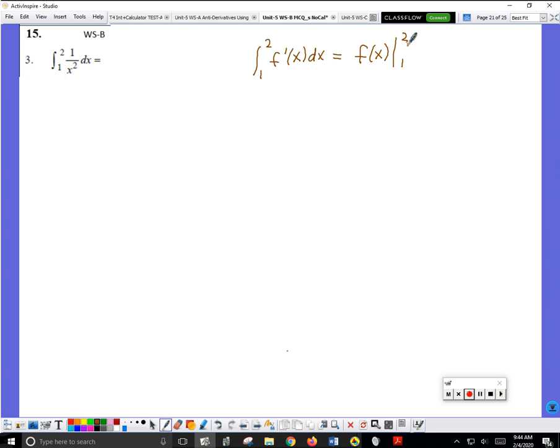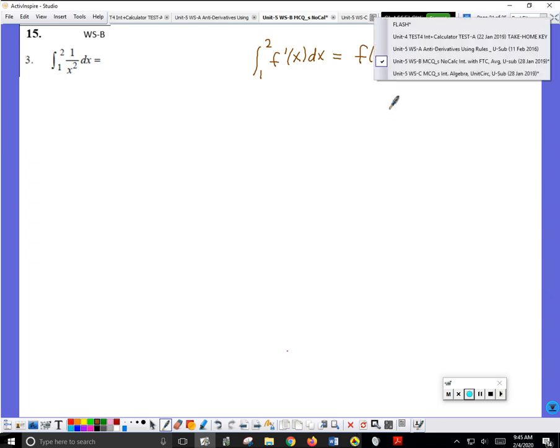Okay, number 15. So 15 is an integral, not an antiderivative. So all you have to do is remember the fundamental theorem. Think of 1 over x squared as being f prime. Your first task, find out f. Once we find f, we're just going to plug in 1 and 2. F is the antiderivative. So back to the flashcards.